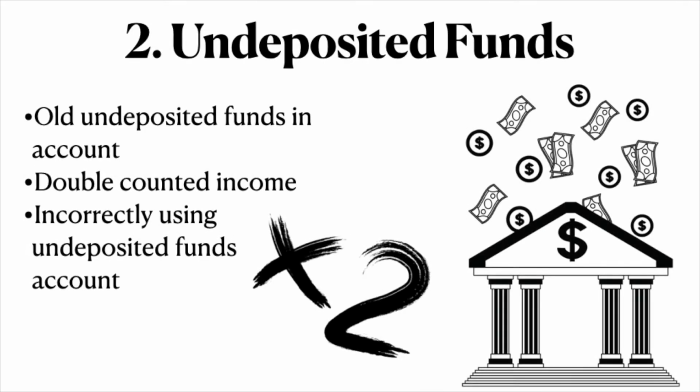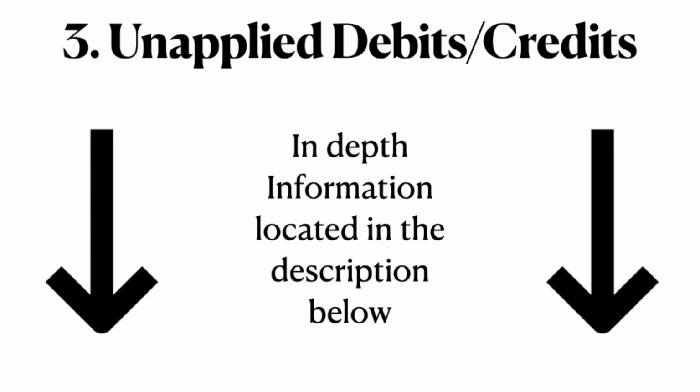Error number 2 is directly related to QuickBooks Online, or QuickBooks I should say, and that is that the Undeposited Funds account has items in it that are really old or income has been double counted because the Undeposited Funds account has been used incorrectly. Error number 3. There are unapplied payments or credits in the accounts receivable or accounts payable accounts. I have included a link to give you more specific information on this particular topic in the description below.